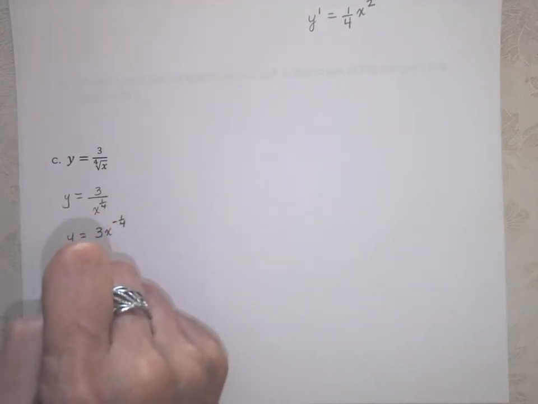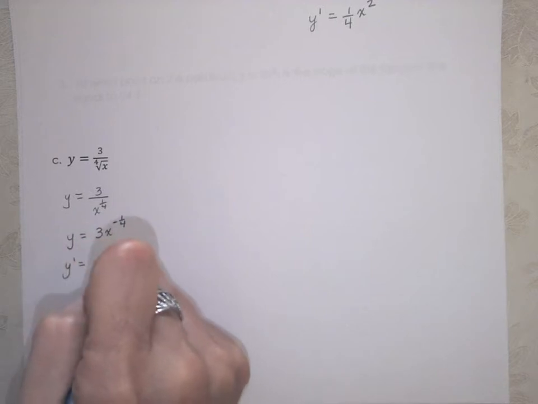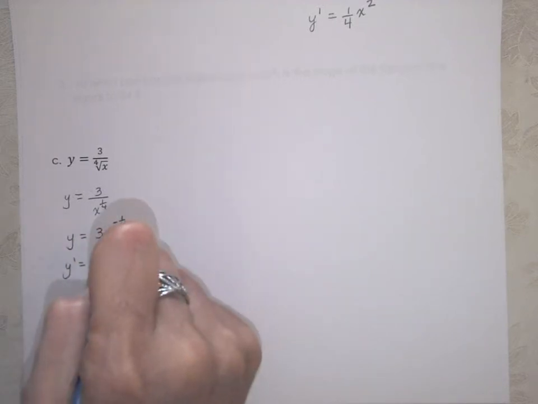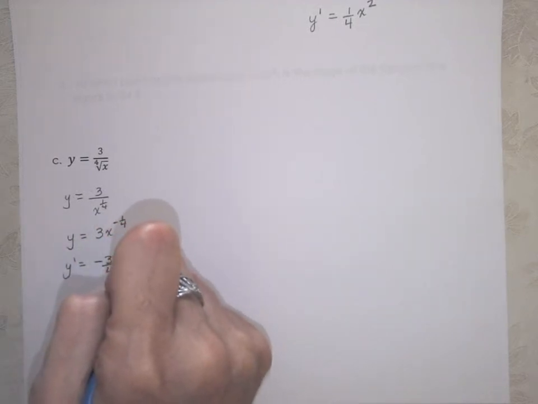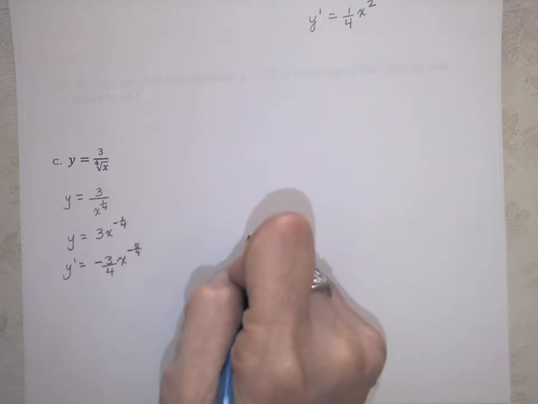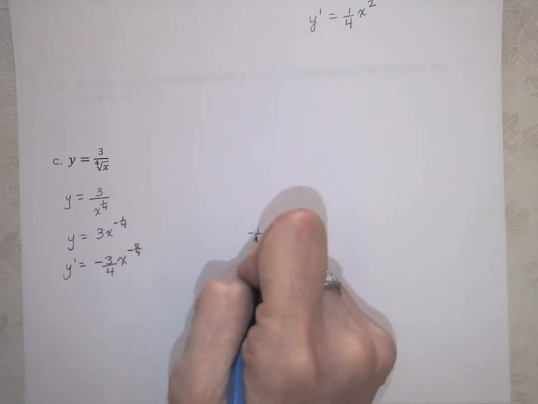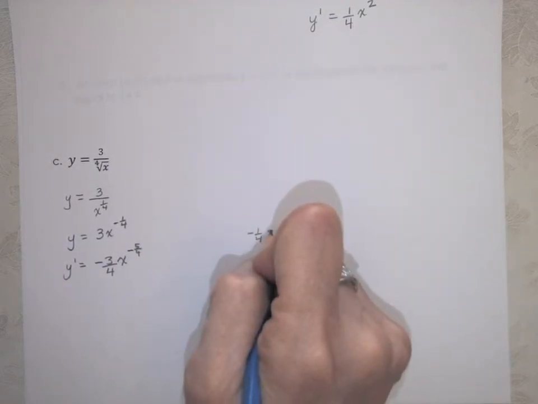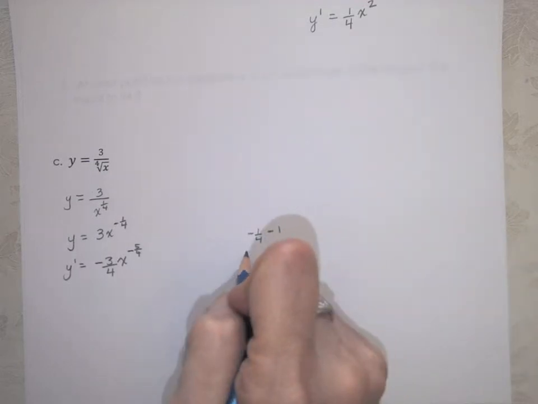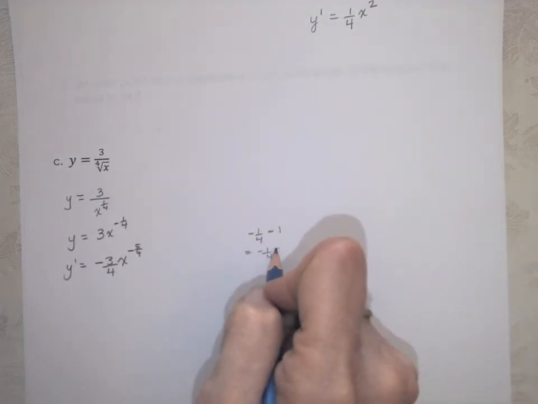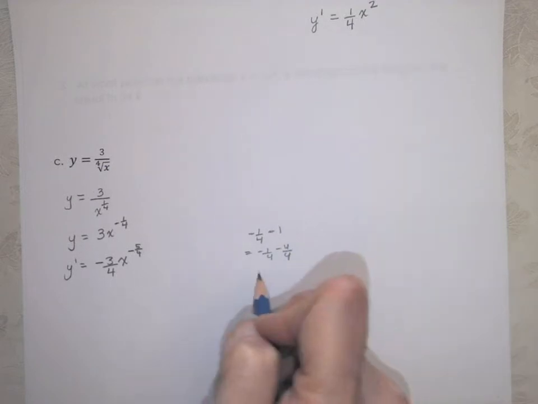So that's going to be negative 3/4 x to the negative 5/4. And again, that's because we're taking the exponent of negative 1/4 and subtracting 1, which is the same as subtracting 4/4.